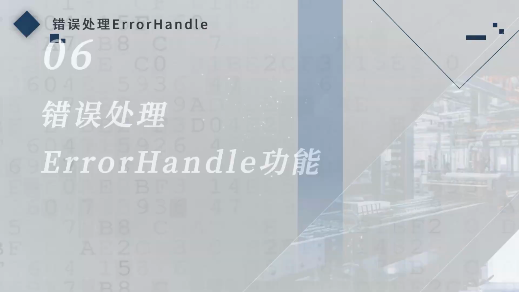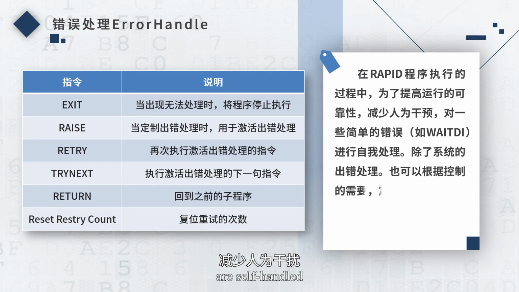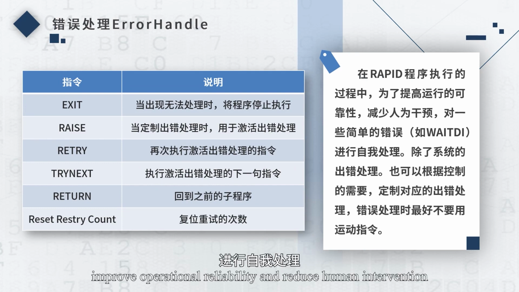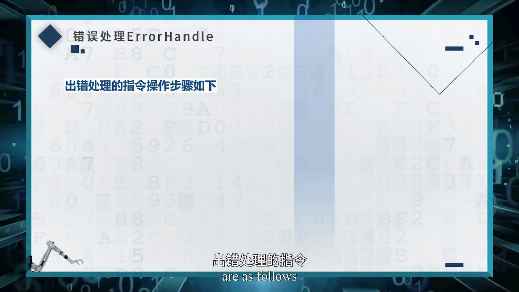Error handling. During the execution of the RAPID program, some simple errors are self-handled in order to improve operational reliability and reduce human intervention. In addition to the system error handling, you can customize the corresponding handling as needed. It is better not to use motion commands for error handling. Common error handlers are as follows.